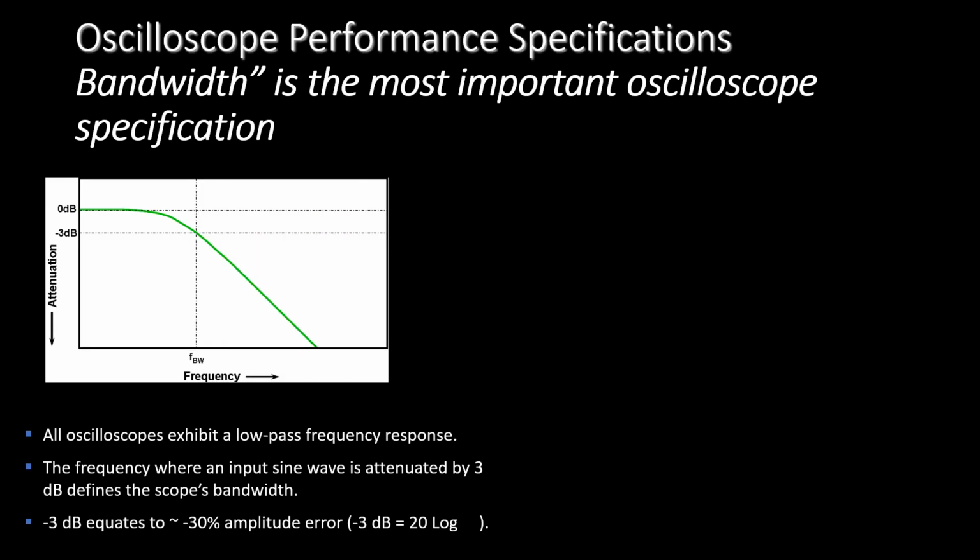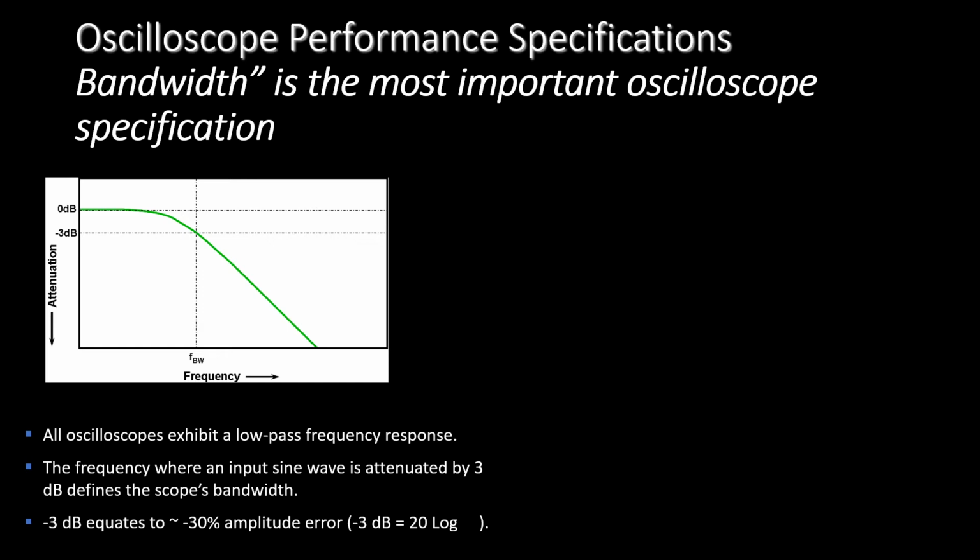If we look at the oscilloscope performance specifications, oscilloscopes have many different specifications, but the most important specification of an oscilloscope is its bandwidth. The highest input frequency that a scope can capture and accurately measure is based on the bandwidth specification of the scope. But a scope cannot make accurate measurements on signals of the same frequency as the bandwidth frequency.